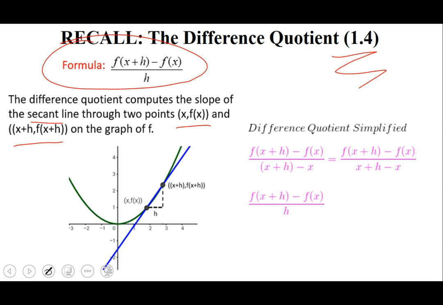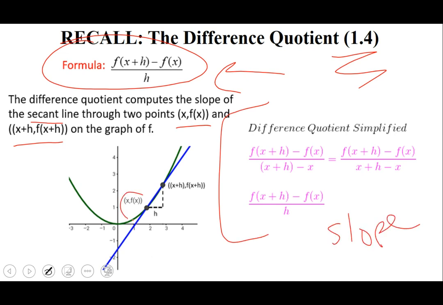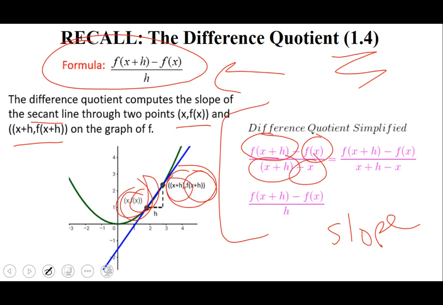Notice that in order to actually get this difference quotient, you would have to simplify the slope formula. So here are my 2 points in question, x, f of x and x plus h, f of x plus h. If you were going to find the slope, you would do y2 minus y1 over x2 minus x1. Then if you combine the bottom, that is how you wind up with this difference quotient right here. So do make sure that you write that down because we're going to use it a ton.